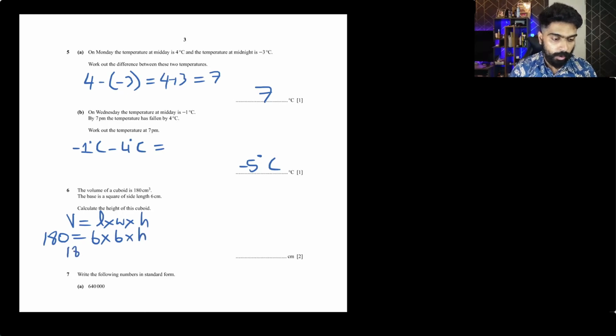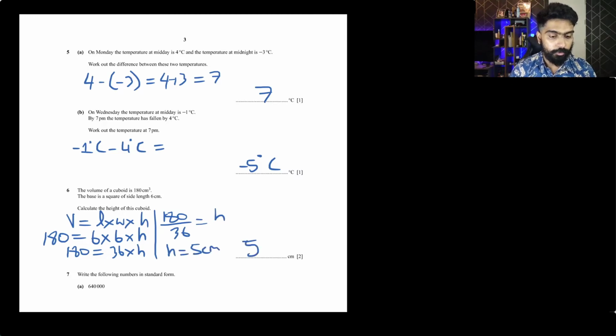So what do we have? 180 is equal to 36 times height. Therefore 180 divided by 36 is equal to height. Therefore height is equal to 5 centimeters. So 5 centimeters will be the height.